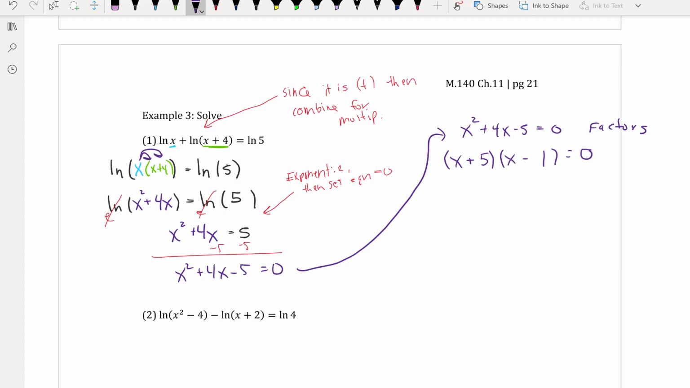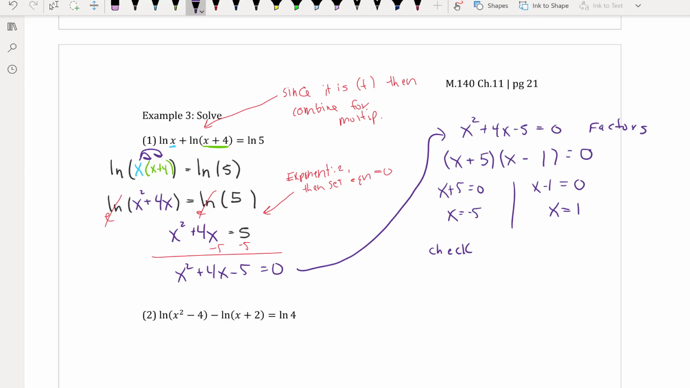So I factored. And now I set each one equal to 0. So x plus 5 is equal to 0, so x is equal to negative 5. x minus 1 is equal to 0, so x is equal to a positive 1.